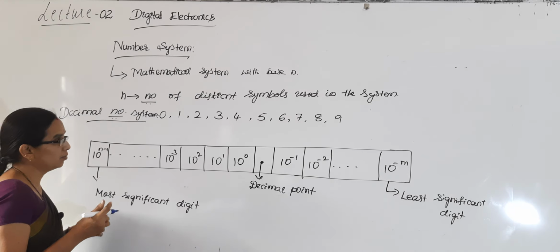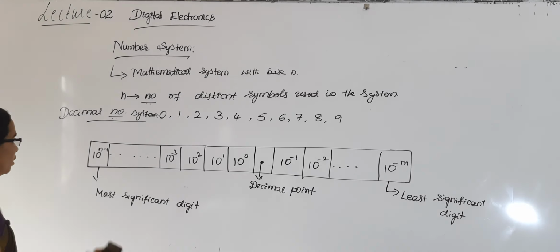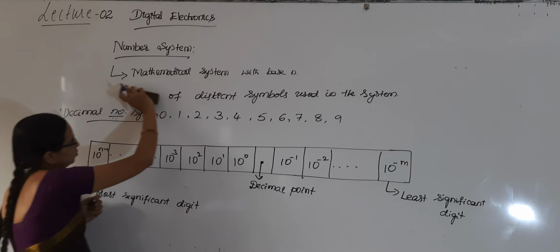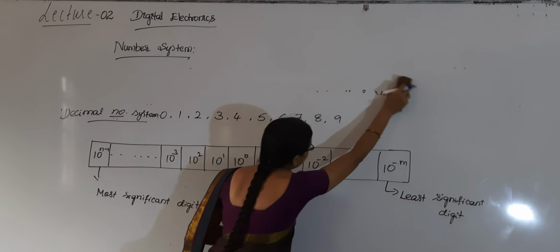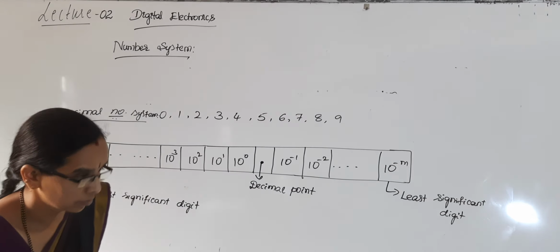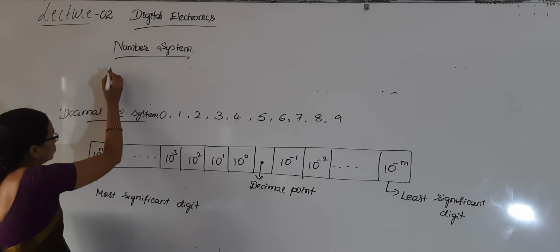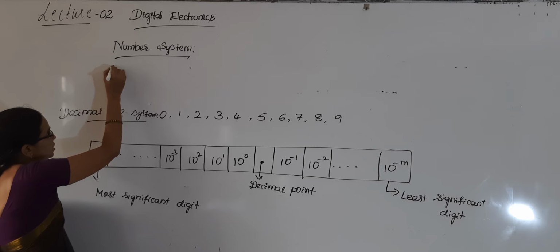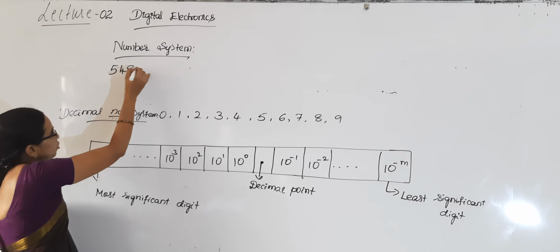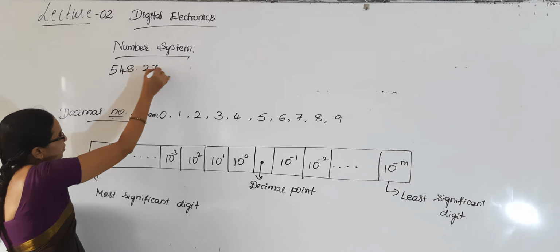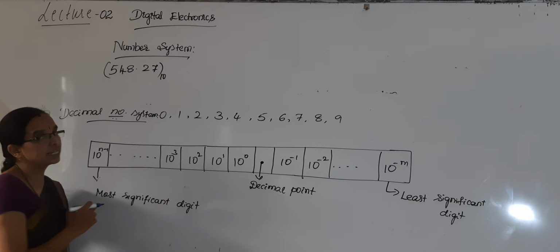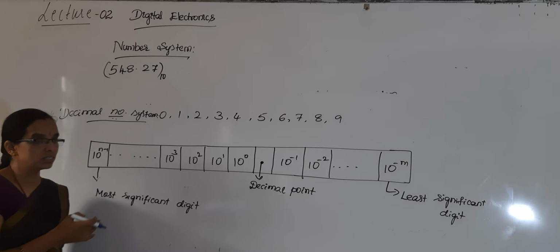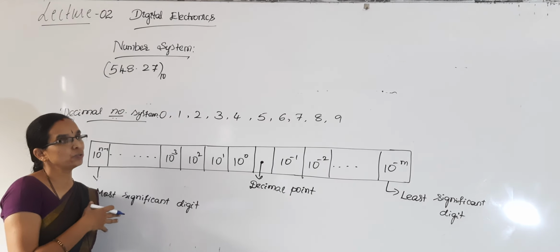For example, if you want to represent any decimal number, that is 548.27. Usually it will be a base 10 number, because it is very familiar and it is a reference to any number system.